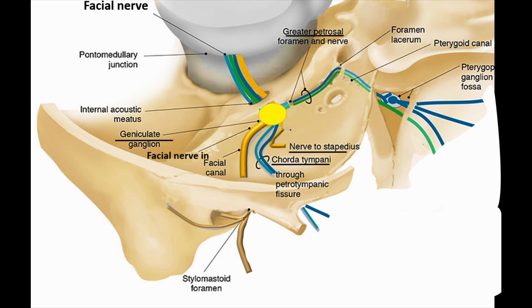The first branch that is given off is given in the middle ear. It is given to the stapedius muscle. The second branch that is given is the greater petrosal nerve. This nerve will supply the lacrimal glands and the salivary glands. And the third branch is the chorda tympani nerve, which supplies the anterior two-thirds of the tongue and carries the sensation of taste. From the facial canal, the nerve travels to the stylomastoid foramen and exits the cranial vault.